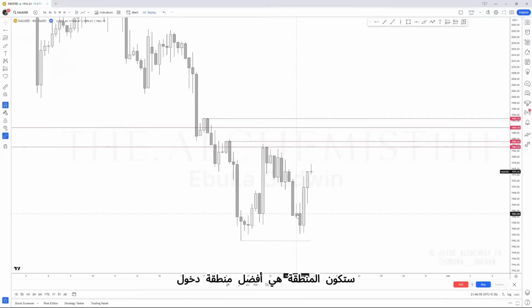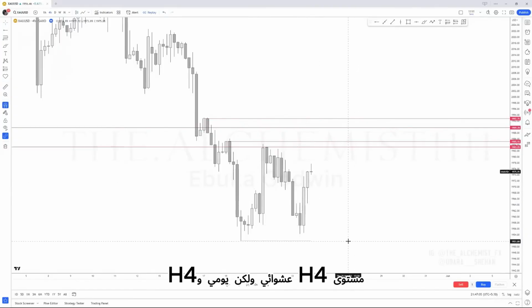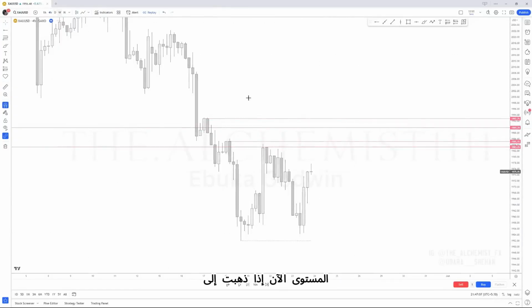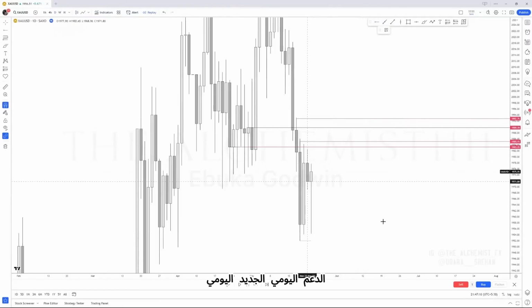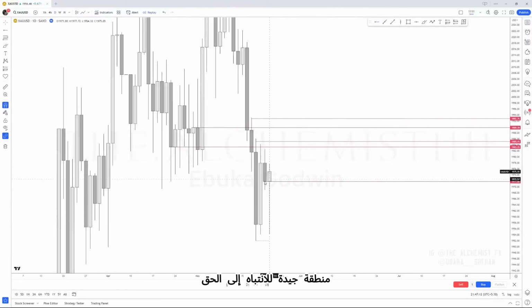But the best zone will be where? The best entry zone will be the daily and the H4 level, not a random H4 level, but a daily and a H4 level. Now, if I go to daily, new daily support, a good zone to pay attention to, right?